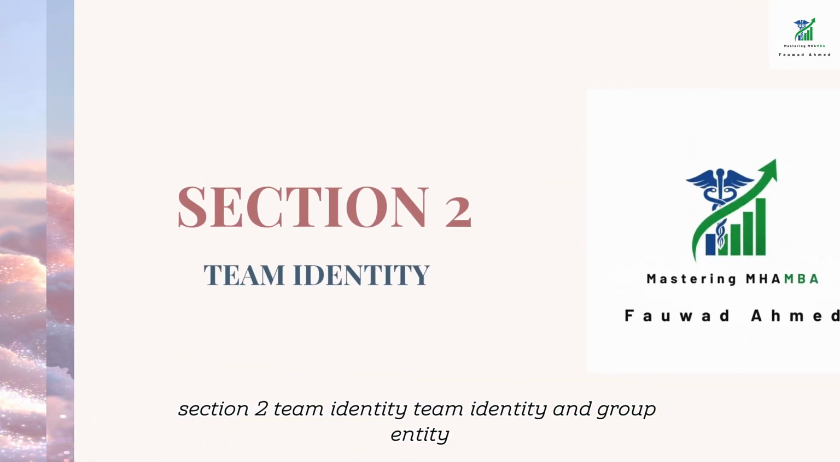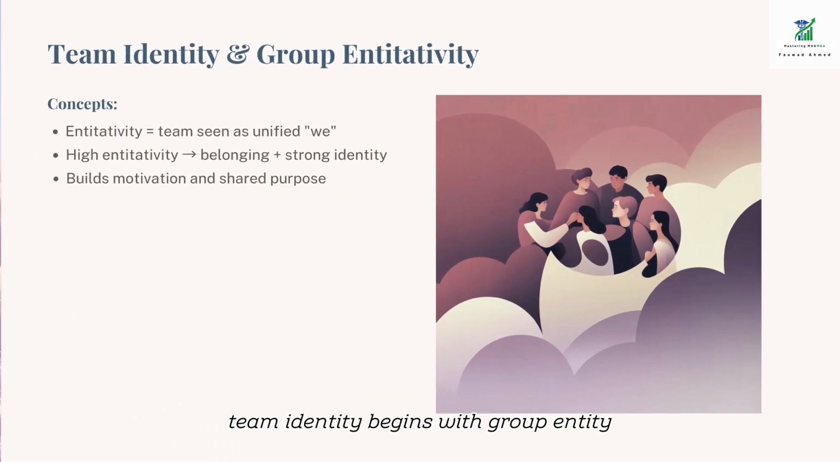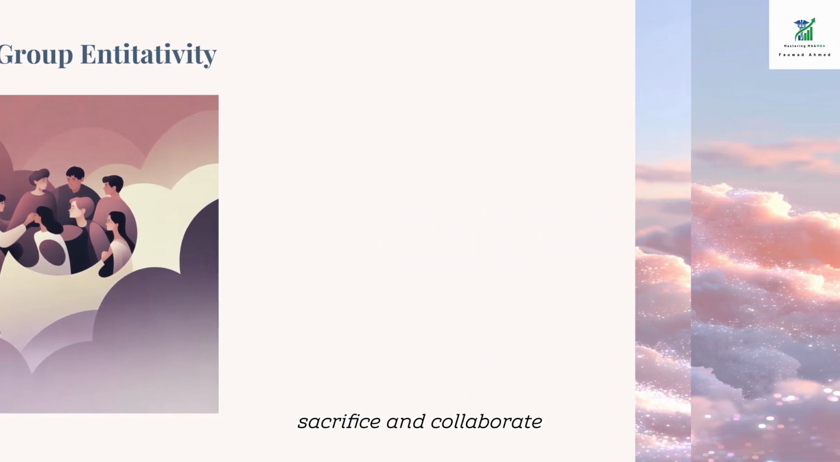Section 2, Team Identity and Group Entitativity. Team identity begins with group entitativity, the degree to which people perceive themselves as a single unified team. High entitativity creates a sense of we, shared direction, and emotional connection. Team identity is powerful. It shapes behavior, increases motivation, and provides belonging. The stronger the identity, the more members are willing to commit, sacrifice, and collaborate.